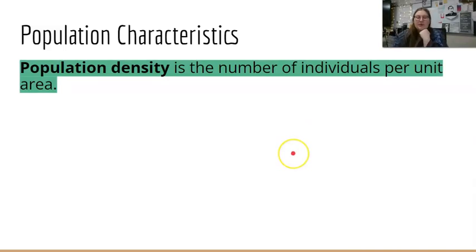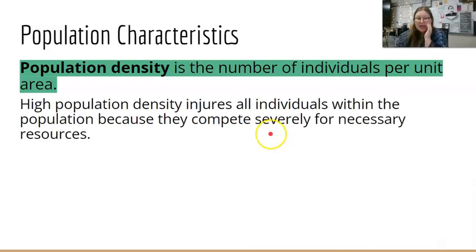Another thing that we look at is population density. Population density is the number of individuals per unit area. So how many individuals live in whatever defined area, square mile, square kilometer, whatever it is. High population density injures all individuals within the population because they compete severely for necessary resources. As human beings, we have housing and technology and things that kind of decrease this competition.